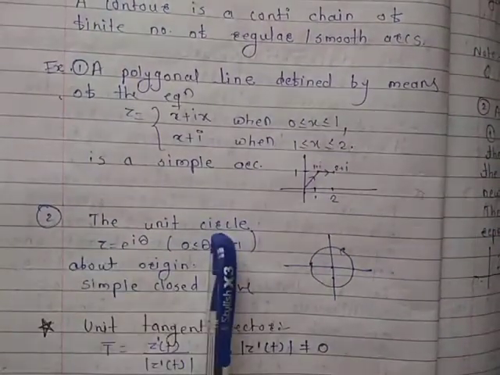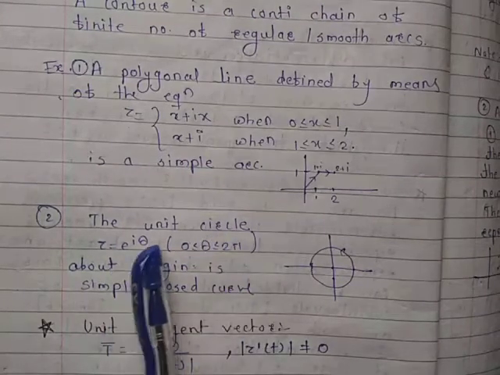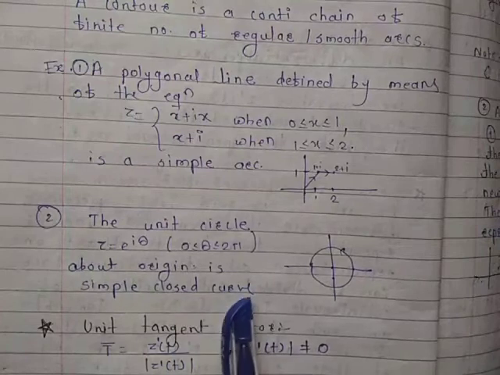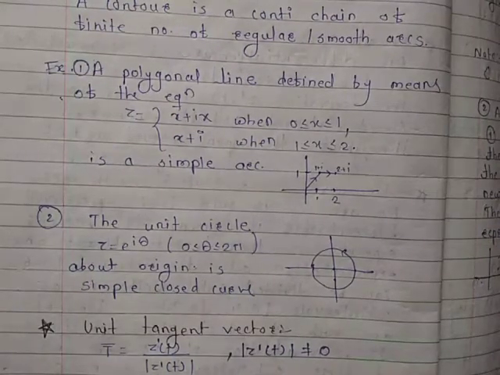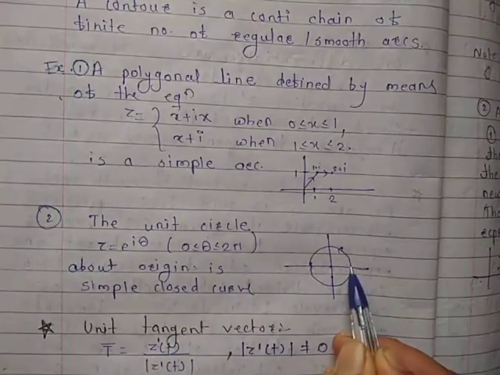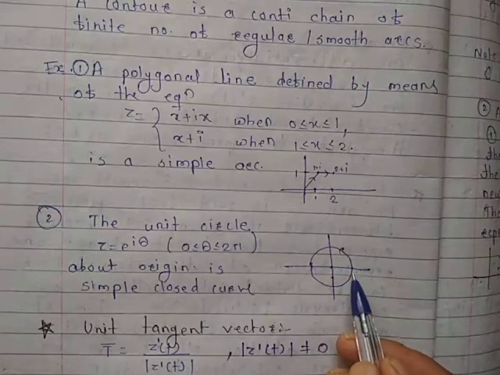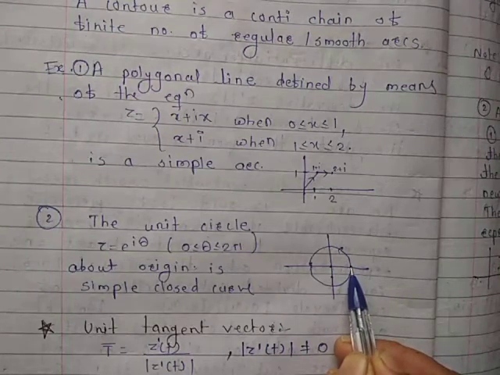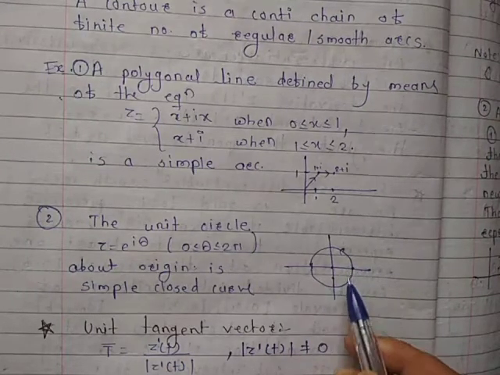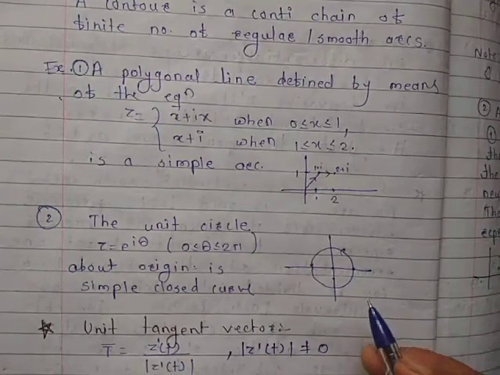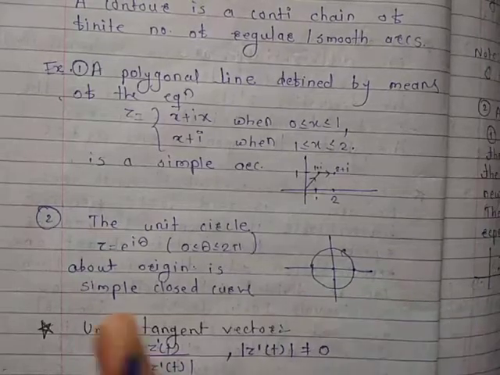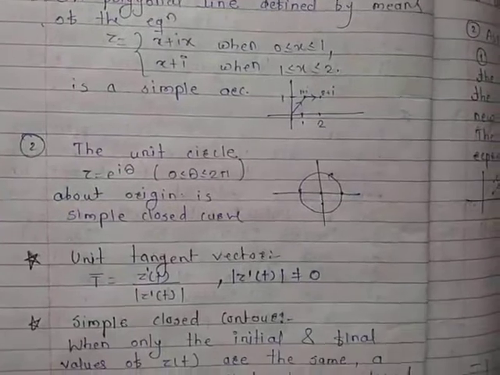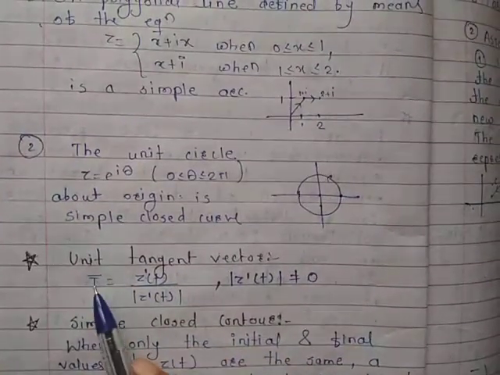Next is the unit circle. z = e^(i theta) about the origin is a simple closed curve, because if you start to draw the circle from here, you will end here, means you will get the initial and final values of this z are the same.